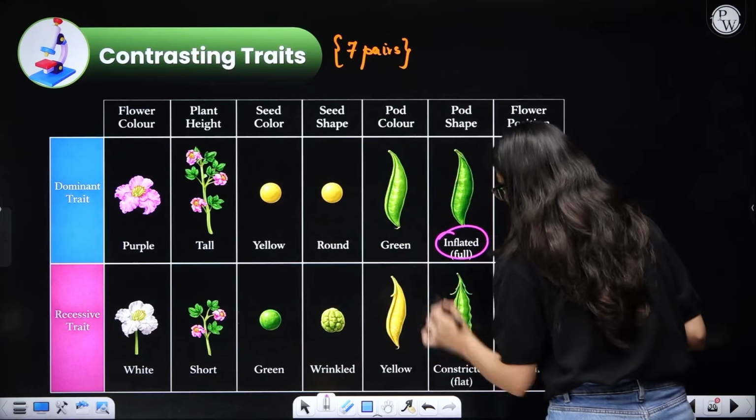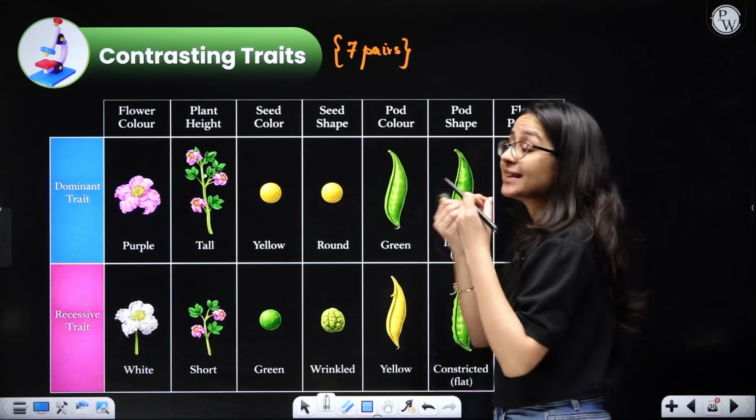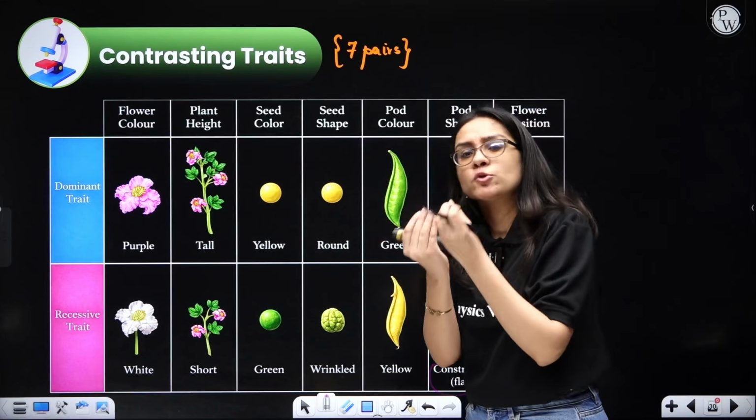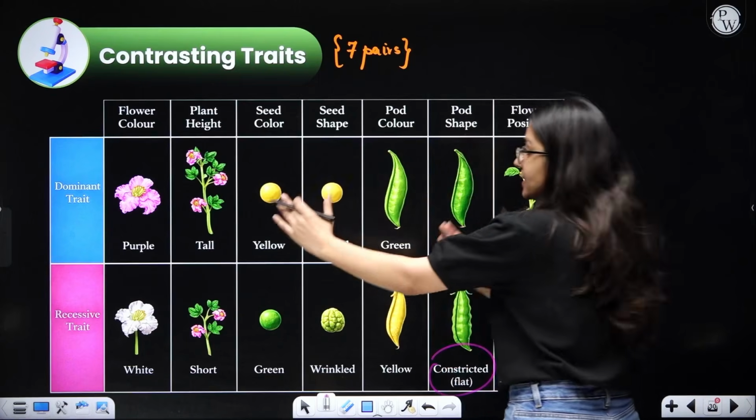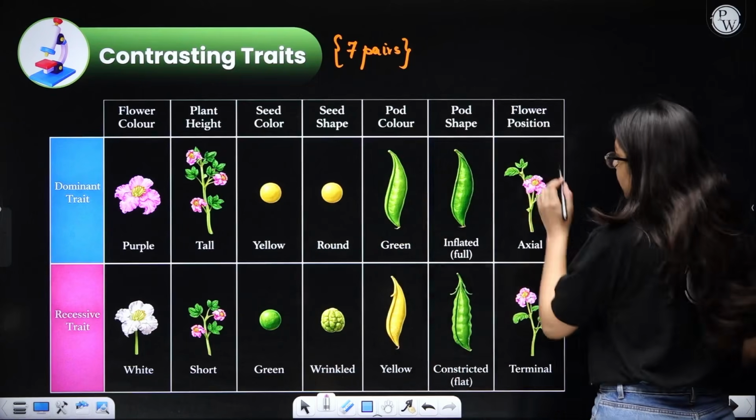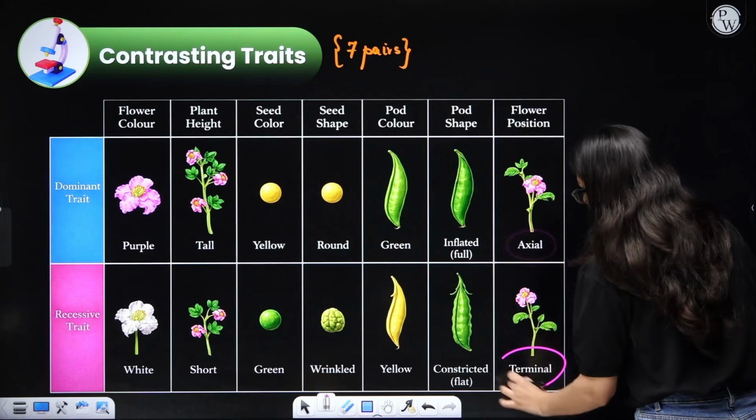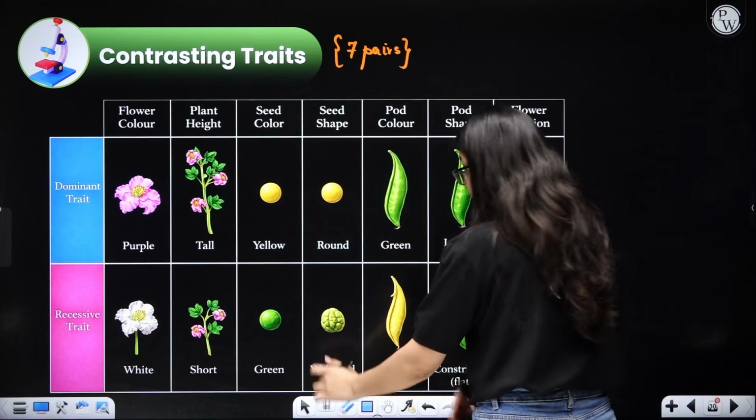Pod shape could be inflated or constricted. Inflated means it is very full, and constricted means shriveled. Again, inflated is dominant, constricted is recessive. Flower position could be axial or terminal. Axial is dominant and terminal is recessive.